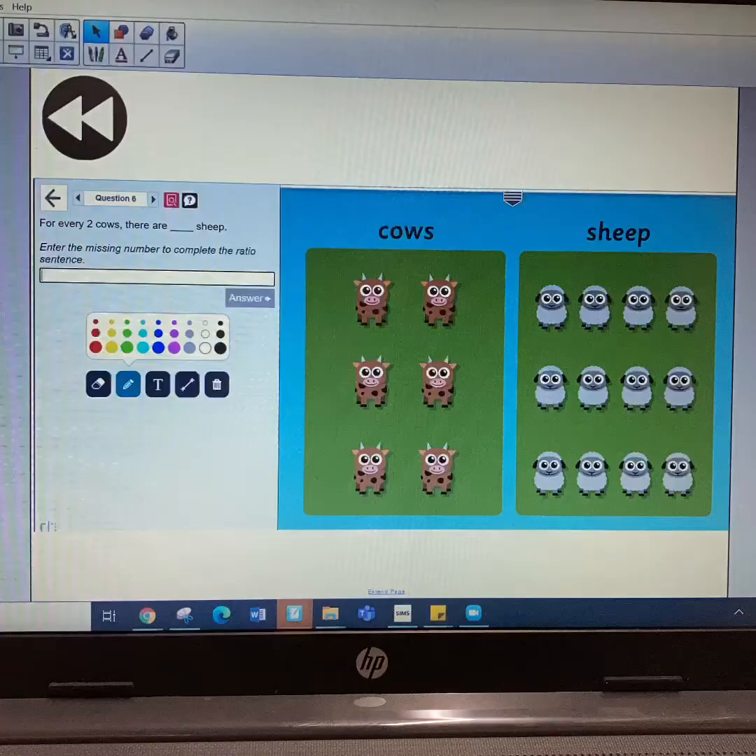Well done. Okay then, now we are moving on to what we were looking at yesterday. So can you please tell me, for every 2 cows, there are how many sheep? And when you've done that, I'd like us to take it one step further and I'd like you to write down what this would be in the simplest ratio.